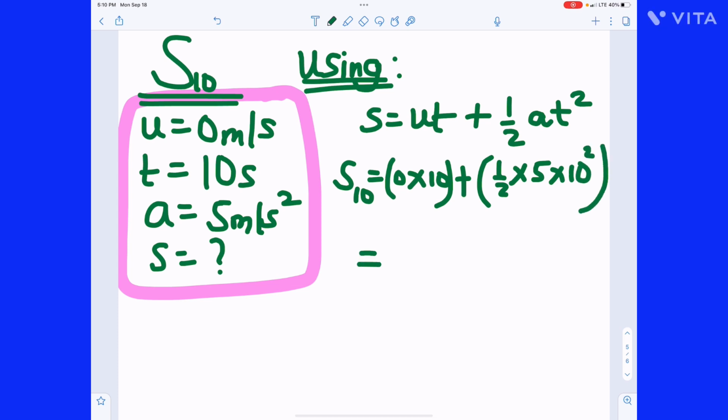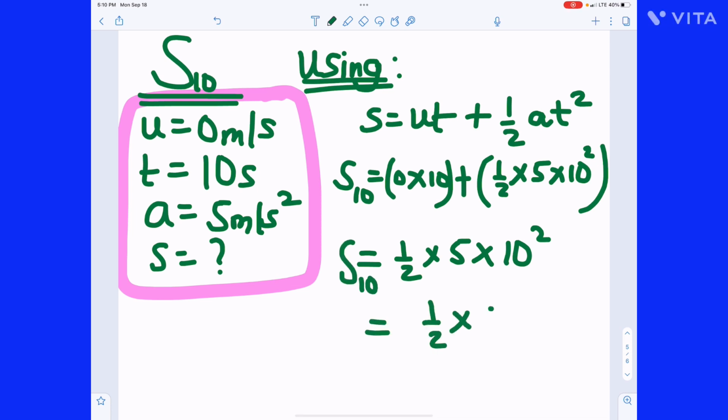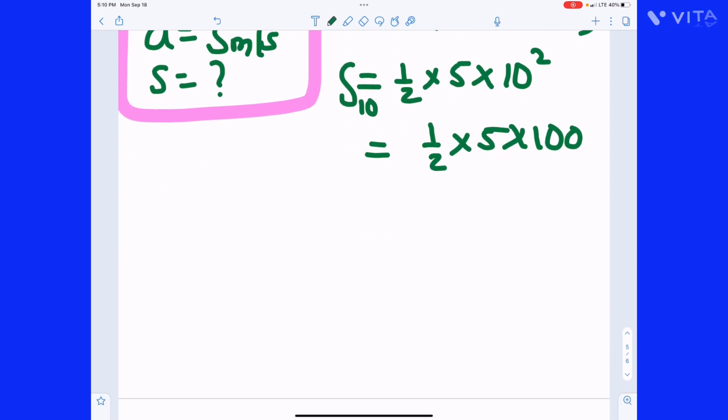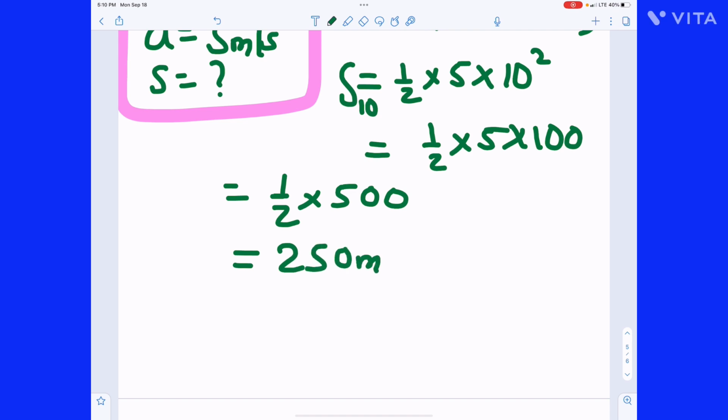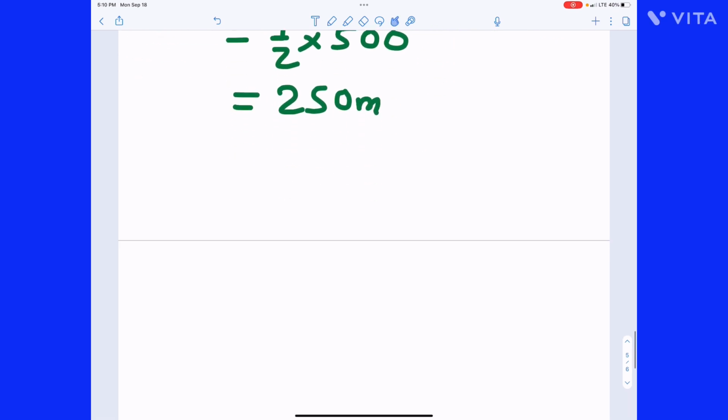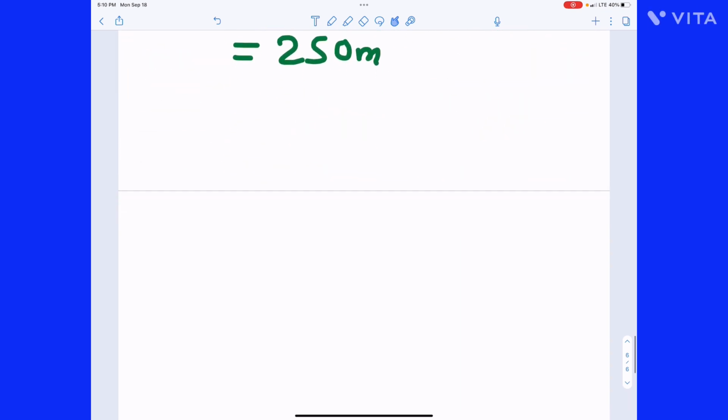So put it together. 0 times 10 will disappear here, it won't appear in the equation again. That gives you half times 5 times 10 squared left. That's the distance traveled for 10 seconds. That's half times 5 times 100. Half times 500 is 250 meters. The distance traveled for 10 seconds is 250 meters.